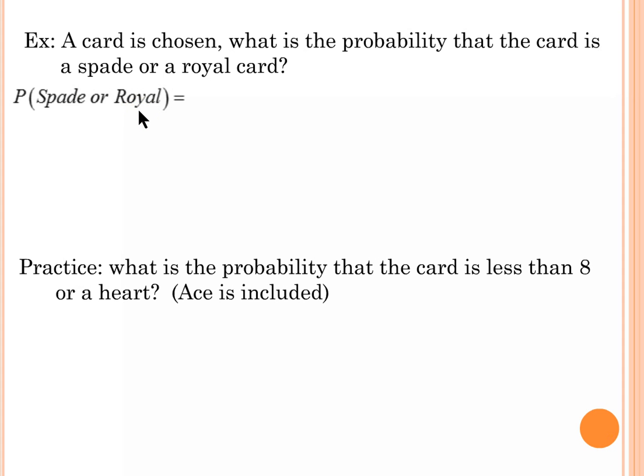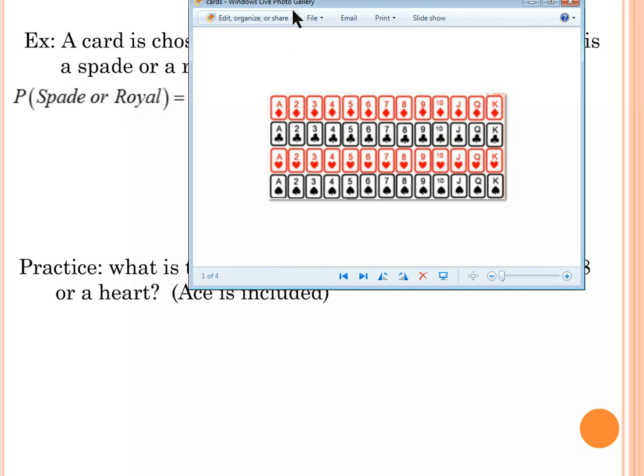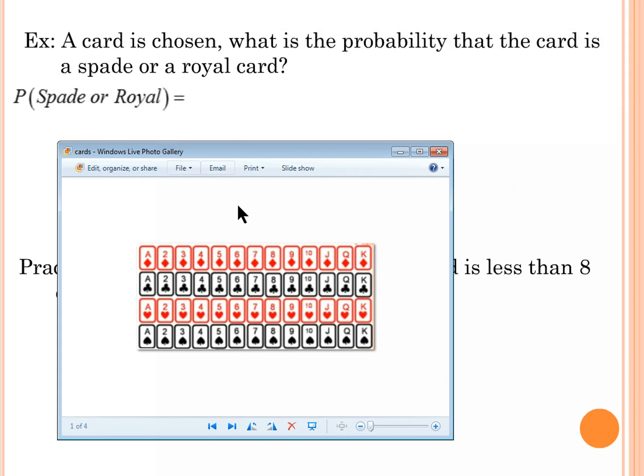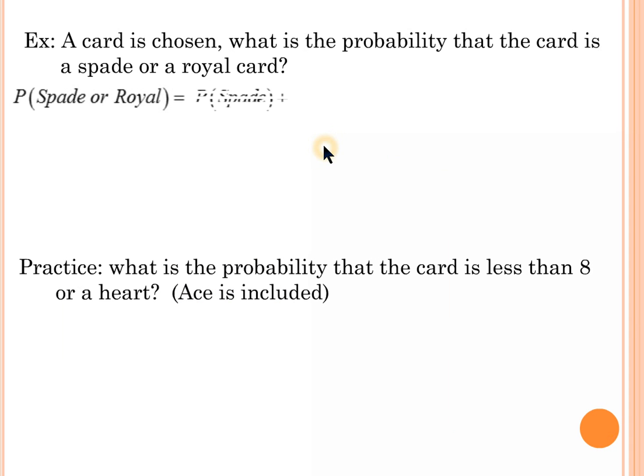It can. So once I bring up my diagram right here, and if I look at my spades, which is my bottom row here, you'll notice that I do have some spades that are face cards, so this is a non-mutually exclusive question. So I need to use the formula of probability of spade plus the probability of being a royal card minus the common area.